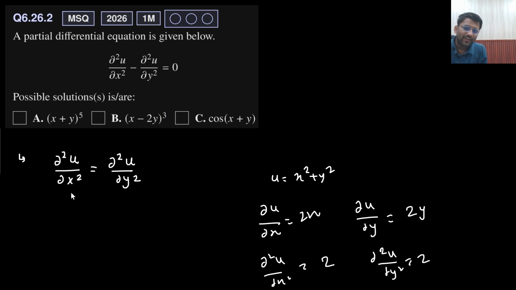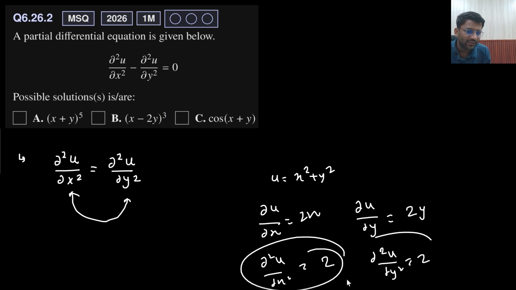But the thing is that whatever is happening with x, the same thing would happen with y as well. Are you able to understand this point? Here, when you calculate, both of these came out similar, because you know that whatever is happening with x, the same thing will happen with y as well.